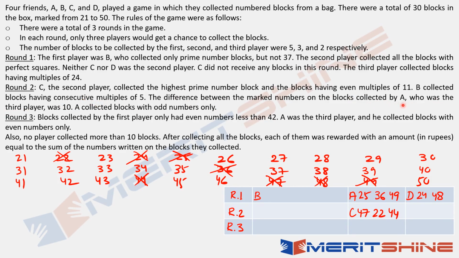So B is there and A is also there, and A, it says, is the third player. So we can quickly just write A first here. A is the third player, and you know that B is also there. B is there, no? B collected blocks. So B collected something. So B is a player.